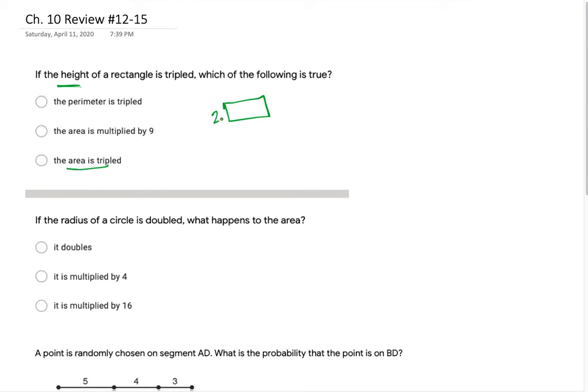I can kind of show it to you. If I just make something up, let's say this is a 2 by 4, and now it's going to be a 6 by 4. Okay, so I could check out the perimeter. Well, the perimeter of this is going to be 12, and then the perimeter of this is going to be 20, so that doesn't really work. I can check out the area. The area of this is 8, and the area of this is 24, and you'll notice that the area is tripled, so that's why the area is tripled.